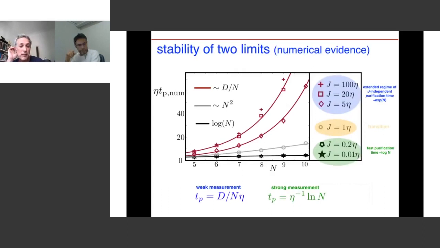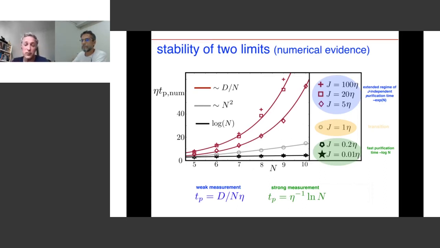So we predict purification will always happen in these mesoscopic systems. However, the time scale on which purification happens is quite drastically different. So in the weak measurement limit, it's actually exponential in the number of particles, while in the strong measurement limit, it scales with log n.